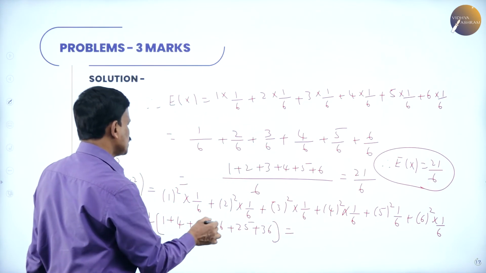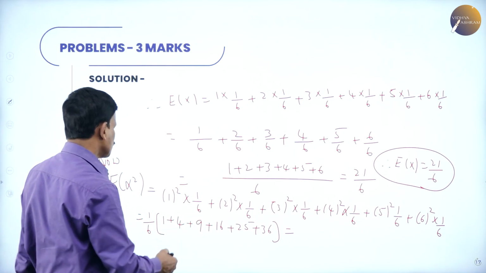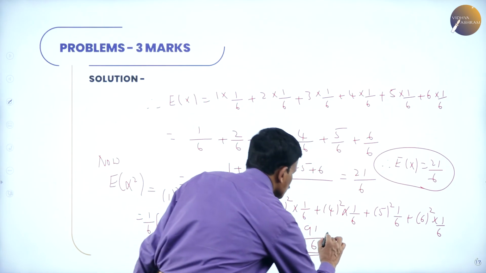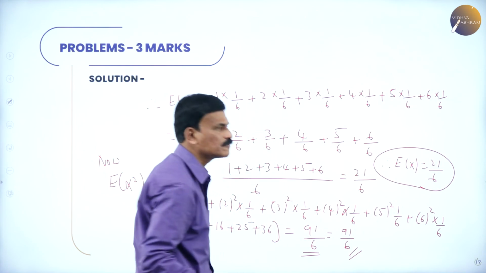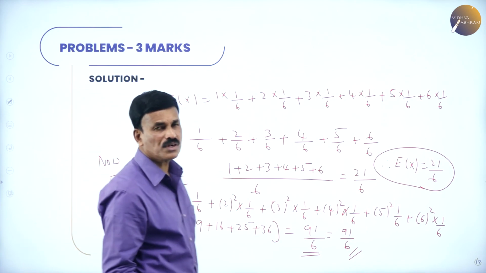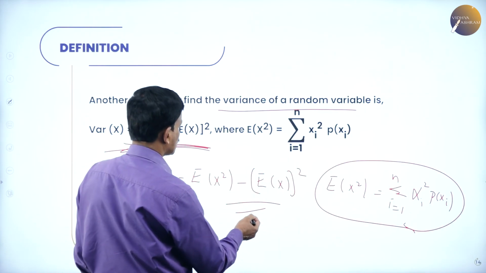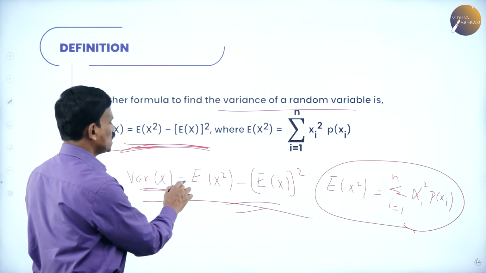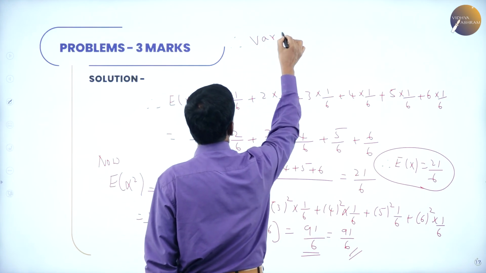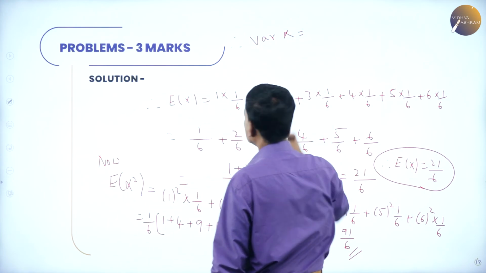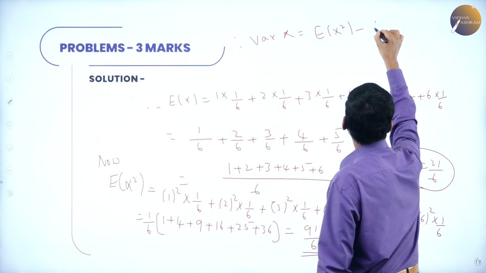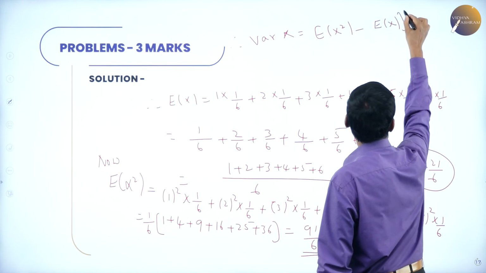So, if you add this, 36 plus 25 plus 16 plus 9 plus 4 plus 1, this is totally equal to 91 divided by 6. So, E of x square is equal to 91 by 6. Therefore, what is required to find is the variance of x, which is equal to E of x square minus E of x whole square.